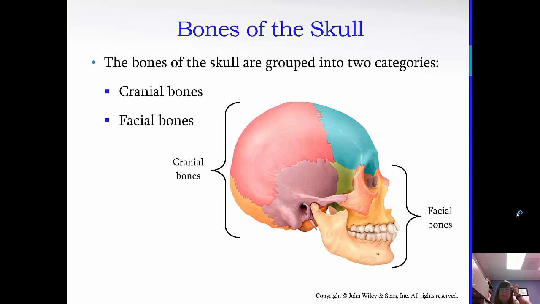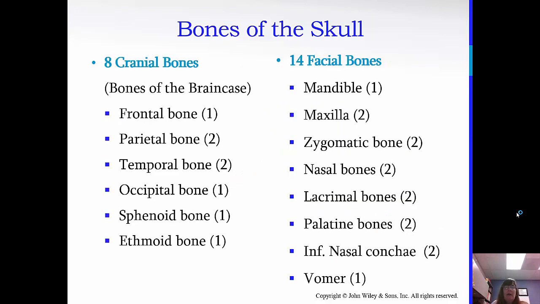So the bones of the skull are grouped into two major categories, cranial bones and facial bones. Facial, of course, on your face, cranial, your brain mainly. So we have 8 cranial bones. There's a frontal bone, 2 parietal bones, 2 temporal bones, the occipital bone at the back, and then the sphenoid and the ethmoid bone, which you can't see on me because they're inside. 14 facial bones, so you have the mandible, the maxilla, the zygomatic bones are your cheekbones, the nasal bones, the lacrimal bones are up in here, the palatine bones are all the way in the back, the inferior nasal conchae and the vomer bones you really can't see very well, but the vomer bone is kind of up inside the nose.